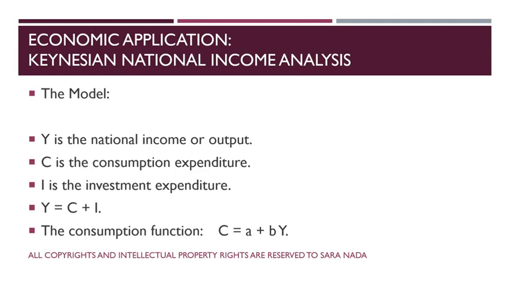Okay. The model, first we need to define our variables. So the first variable that we have is the capital Y, which refers to the national income or output. Then we have the capital C, the consumption expenditure, and the I, the investment expenditure. Our equilibrium condition of the model is what you can see in front of you, that Y equals C plus I, or the national income equals the consumption plus the investment.